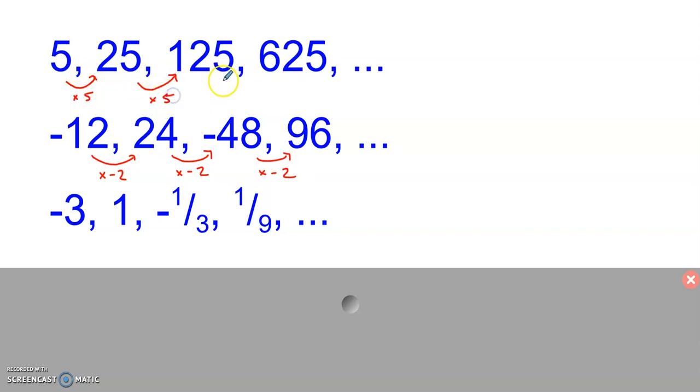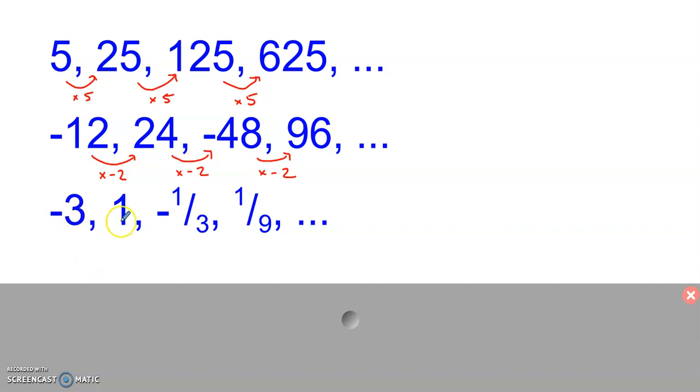And then what about that third one? What is the pattern there in this third one? You can see that the number goes from -3 to 1, which would be multiplying by -1/3. Because 1/3 of 3 is 1, and then the negative changes the sign. And then 1 times -1/3 would give you -1/3, and -1/3 times -1/3 would give you 1/9.